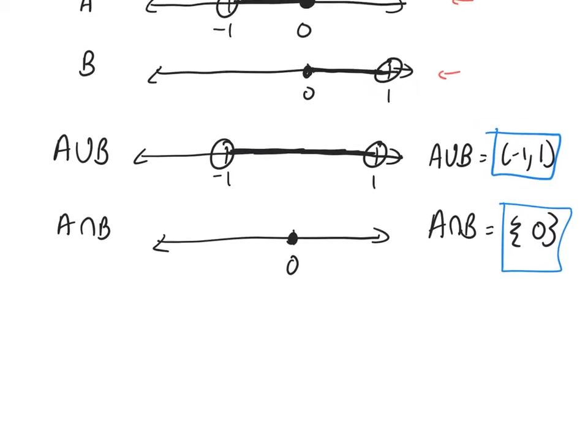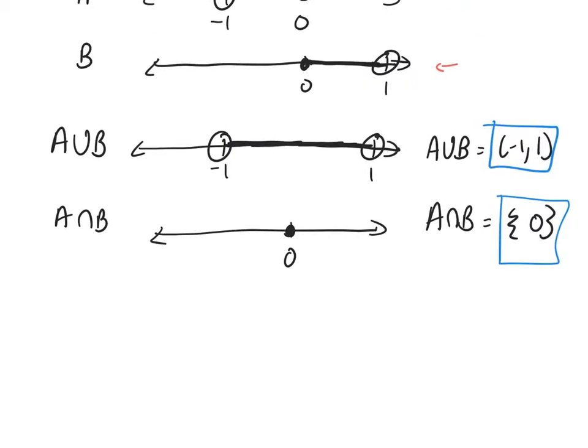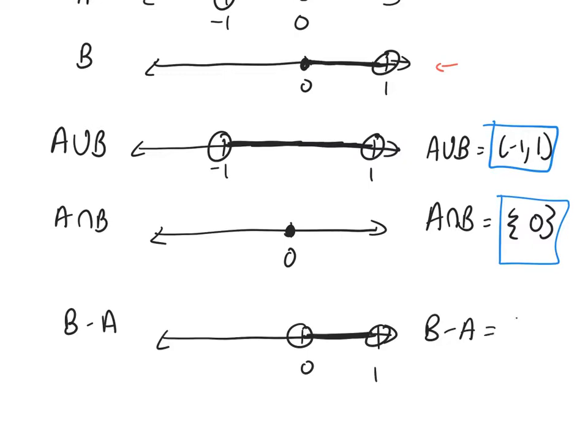Now let's find B minus A. B minus A, you're going to take your picture for B, and you're going to take away anything that's also in A. So I have to take away 0. So B minus A would be 0 to 1, not including 0 or 1.